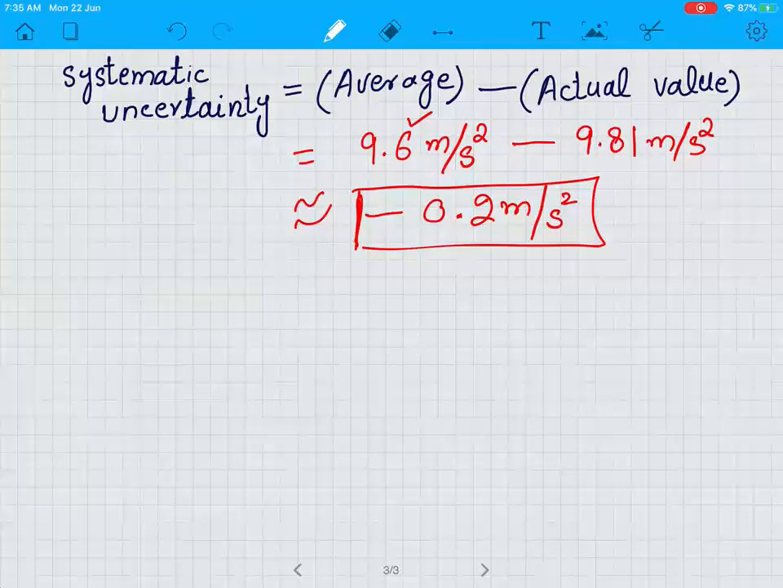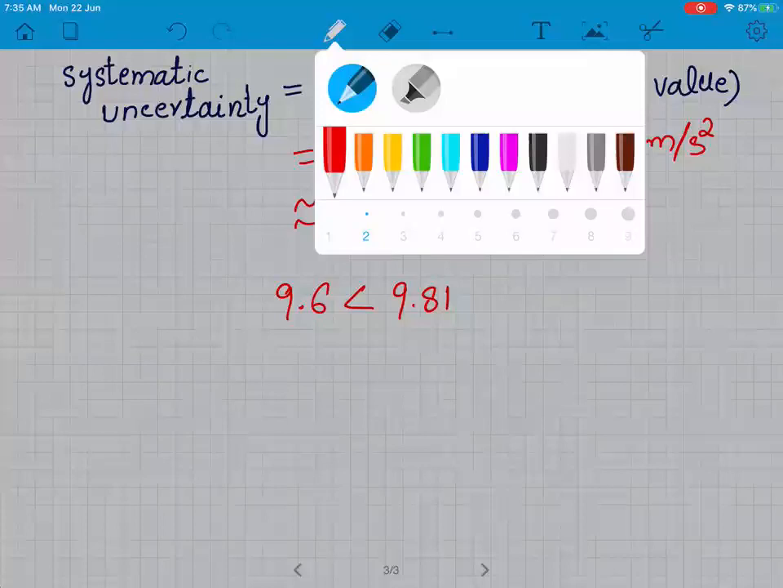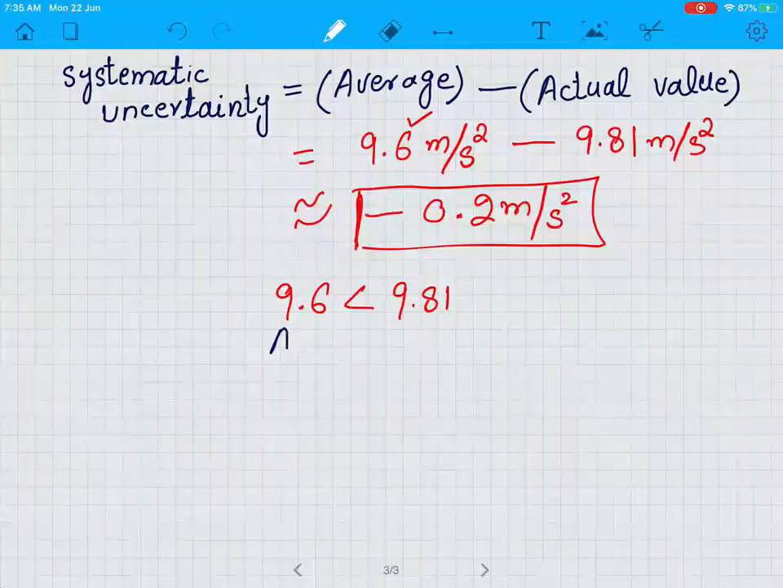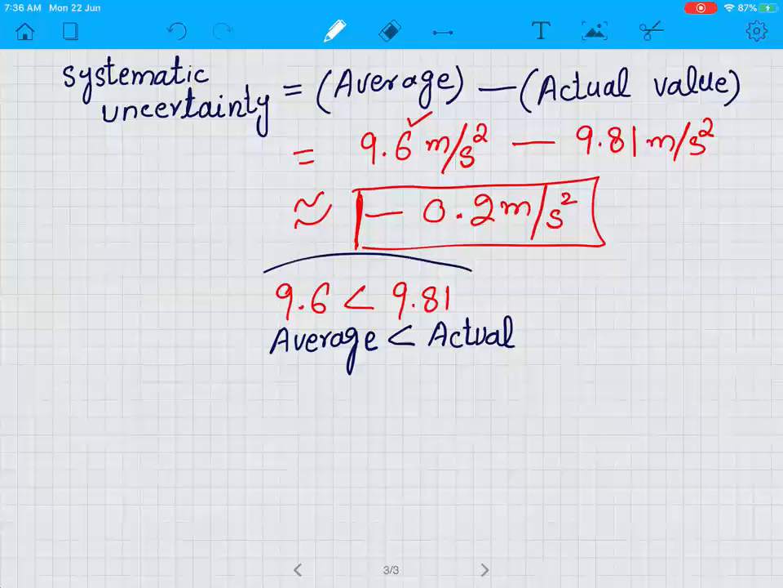So this was an example of calculation of systematic error. In this example, average 9.6 was less than the actual value. That's why the systematic uncertainty is negative. If you look carefully, this average is smaller than the actual value. That's why systematic uncertainty is negative. Now, one more example.